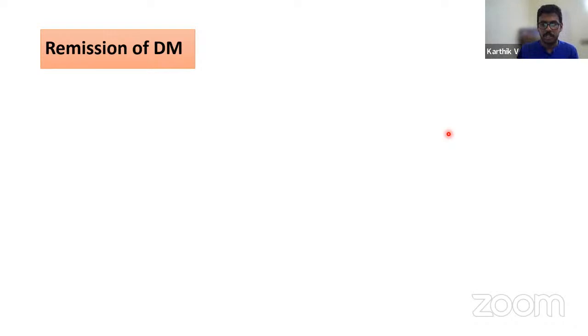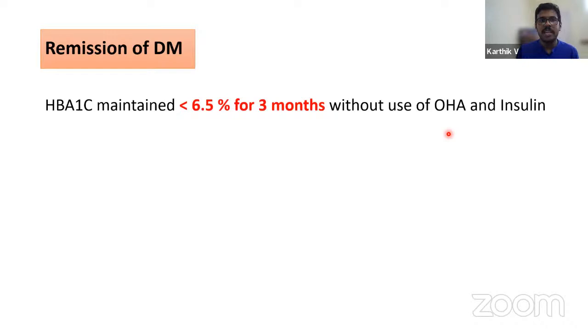But remission of diabetes means, as per the latest guidelines, A1C maintained at less than 6.5% for at least 3 months without the use of OHA and insulin. That is the definition of remission of type 2 diabetes. So the patient has stopped oral medications, stopped all insulin regimens, and still the A1C is kept less than 6.5% for at least 3 months. Then you can say that the patient is in remission.